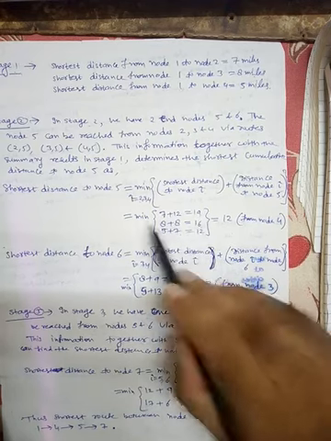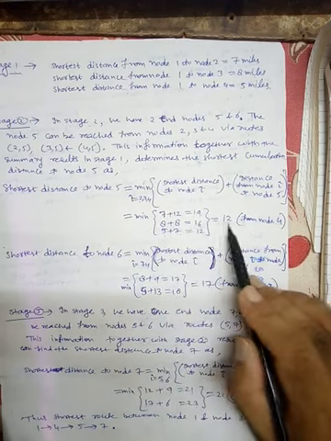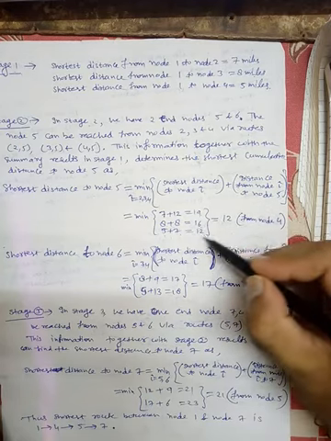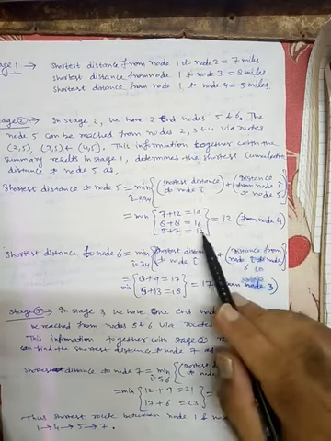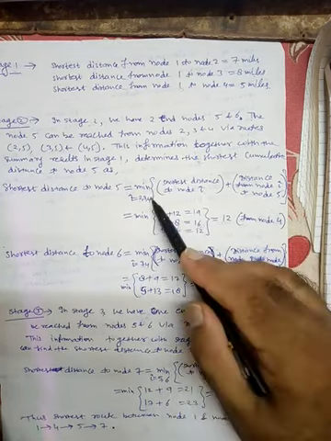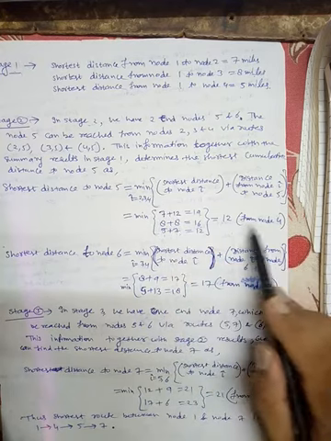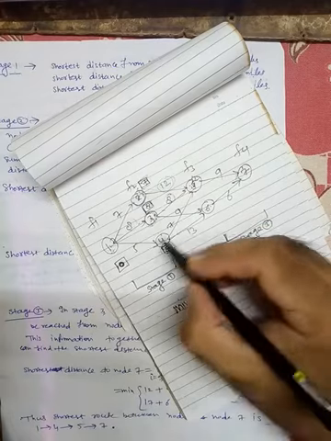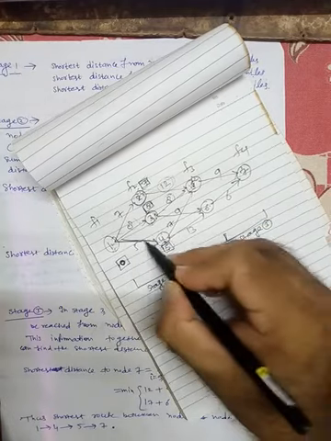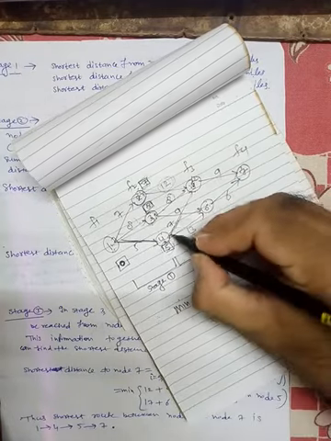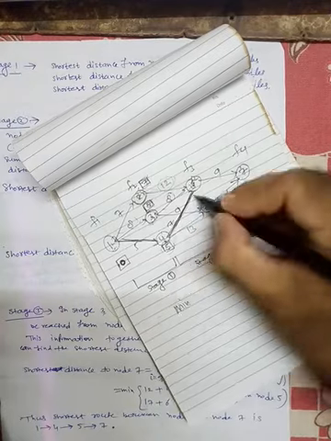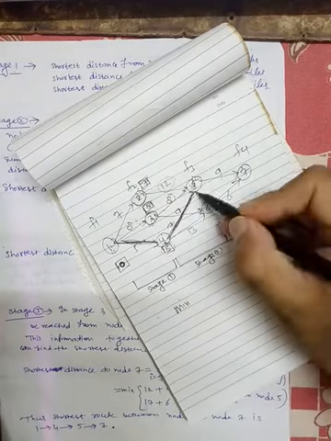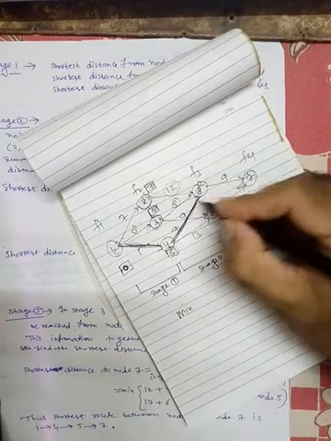Now among these the minimum is 12, and 12 means this point, so the third option is 4. So from node 4, you are moving from here to here and then from here to here. This is the minimum to reach 5.